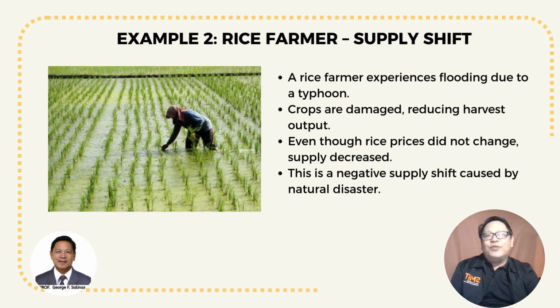So, what is the effect to the supply shift? A supply shift refers to a change in the quantity of a good that producers are willing and able to sell at any given price. In this case of rice farmers, the shift is negative because the supply has decreased. So, what is the price effect? In a free market, a decrease in supply with constant demand typically leads to higher prices due to scarcity.